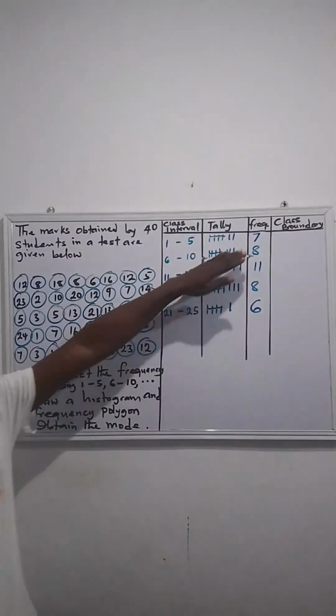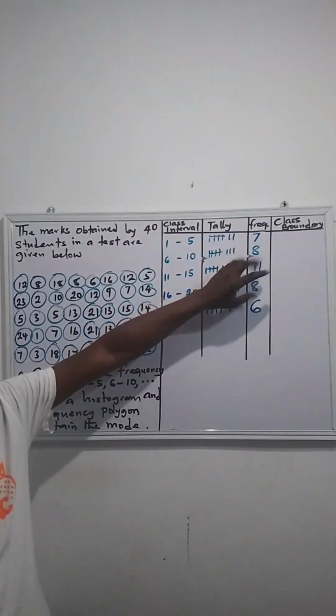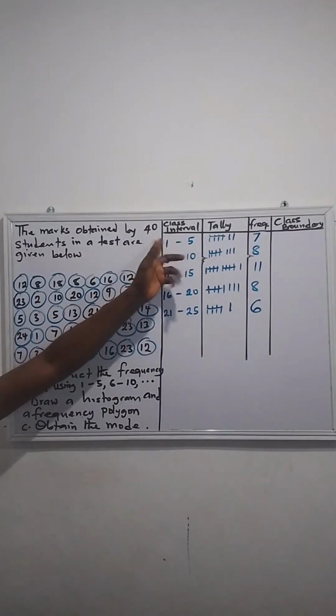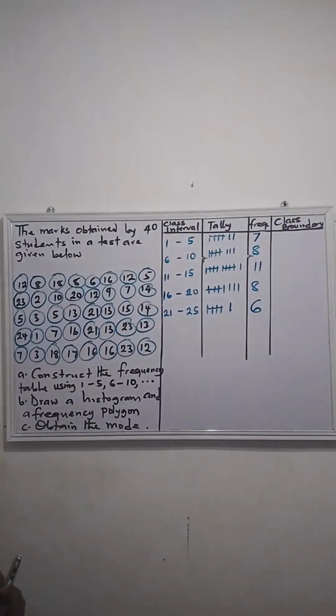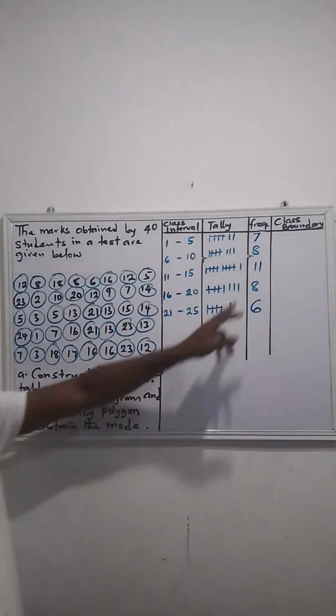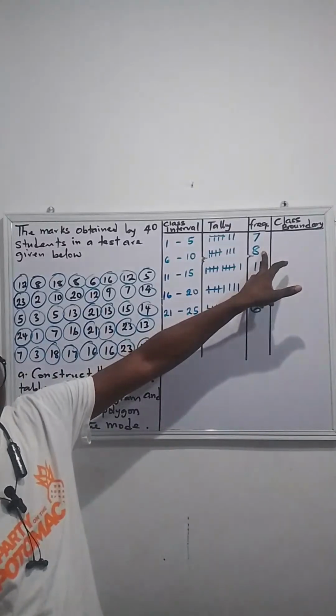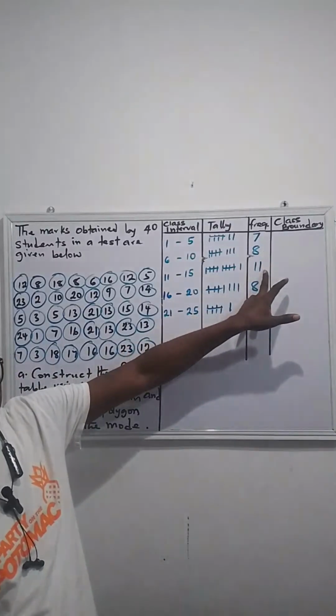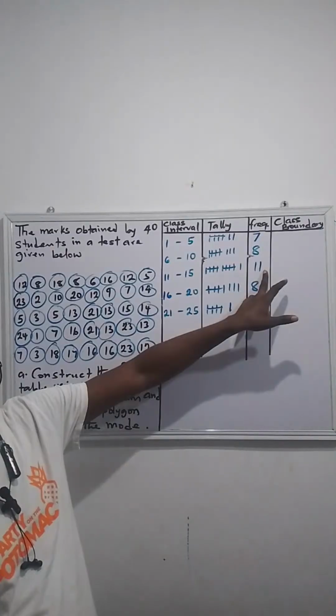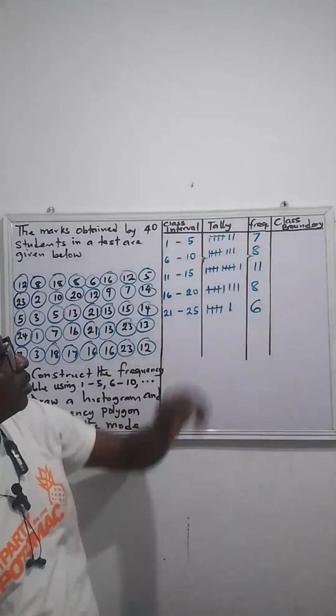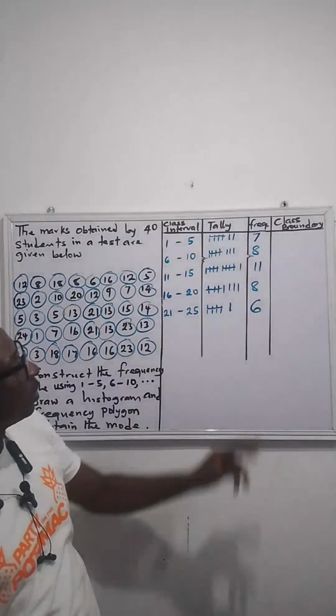So now you check if the addition of this is 40. So you need to confirm and verify whether you've done the right thing. So now let's add this and this together. This is 15. Now 15 plus 11, that's 26, right? So that is 26.